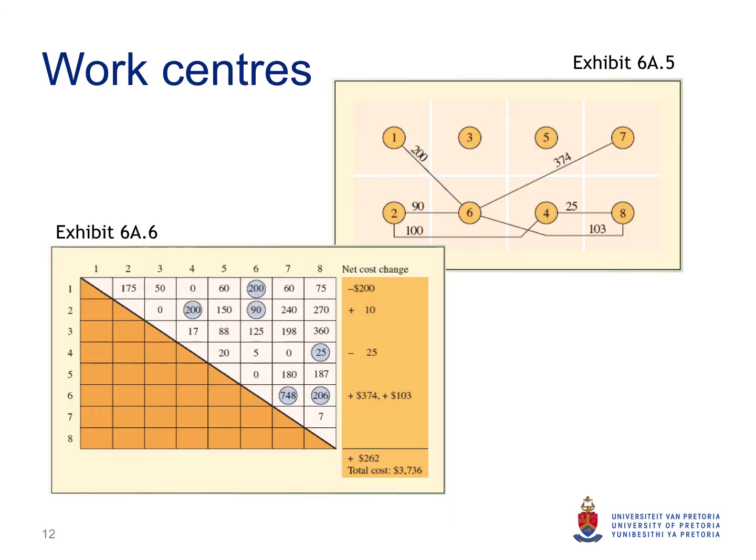Note the total cost is $262 greater than that of the initial solution, which was $3,474. Clearly, doubling the distance between work centers 6 and 7 accounted for the major part of the cost increase. This points out the fact that even in a small problem, it is rarely easy to decide the correct, obvious move on the basis of casual inspection.